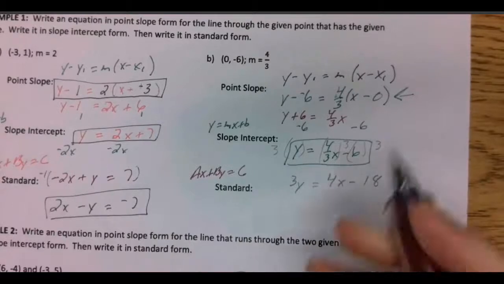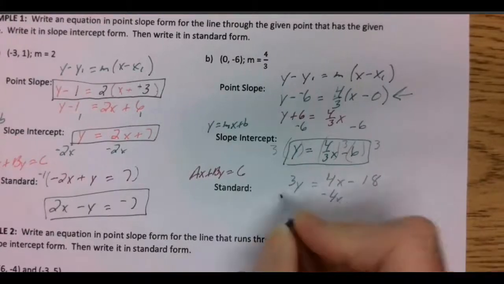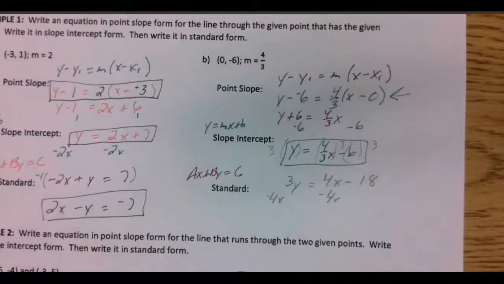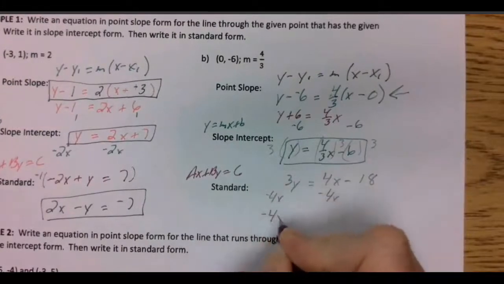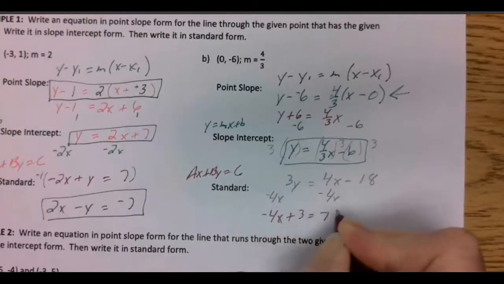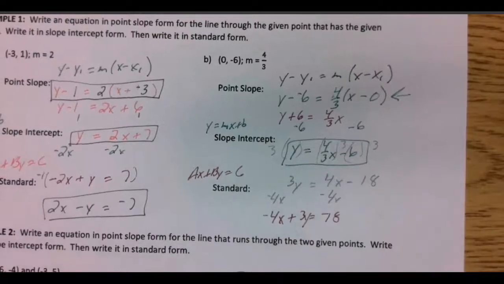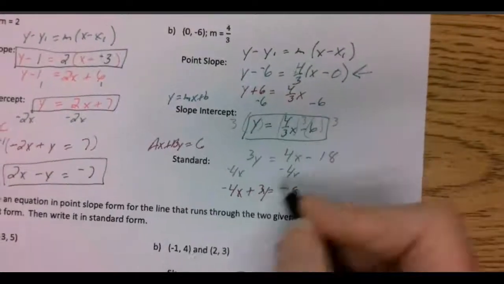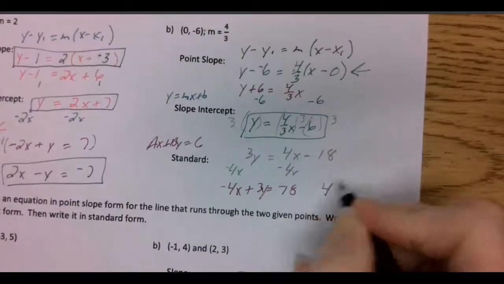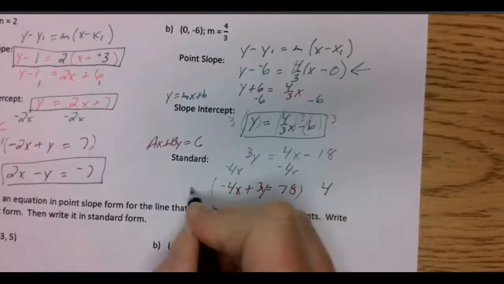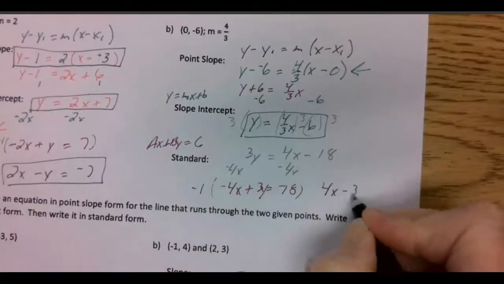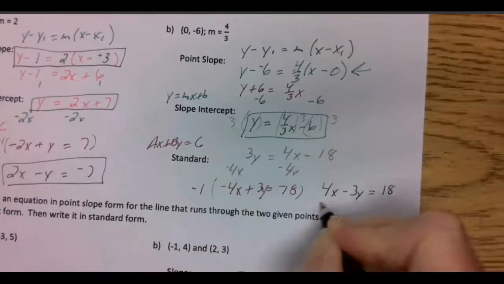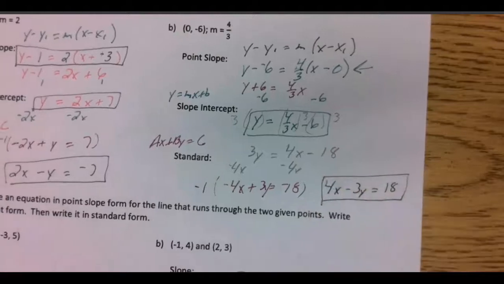Now move that 4x over by adding a negative 4x. And we get negative 4x plus 3y is equal to negative 18. And we're done, right? Please say no. No, we are not, because a cannot be negative. So I'm going to multiply through by a negative 1, therefore changing all the signs to their opposite. There we go. That's standard form.